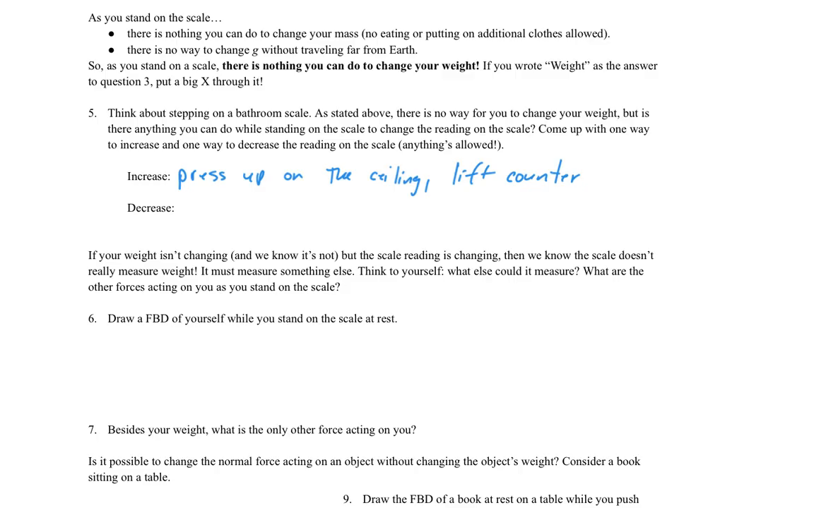To decrease the reading on the scale, a lot of people say, oh, you can lift one leg. Actually, that won't change the reading on the scale. What will change it is if you press down on a counter, almost like you're lifting yourself up on the counter. If you do that, you're going to decrease the reading on your scale. Now, we know that that doesn't change your weight, so something else is happening here. The scale must be measuring something that's not your weight.